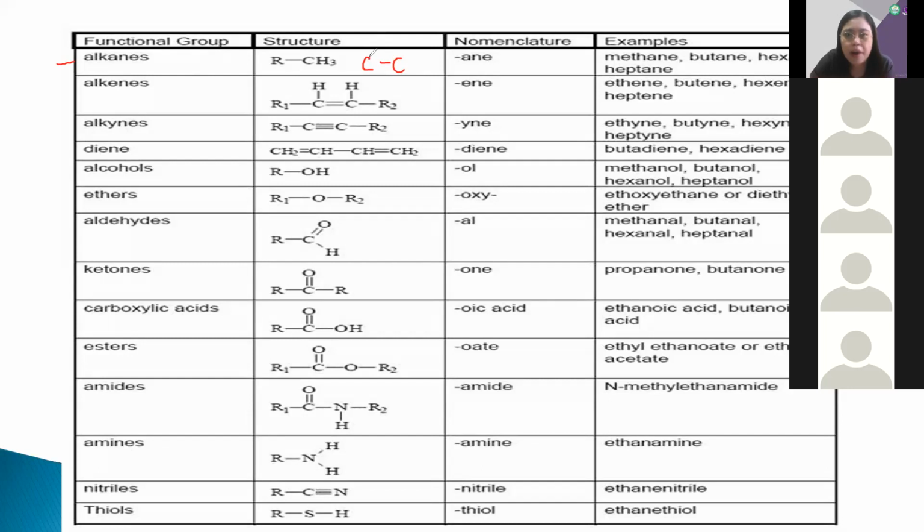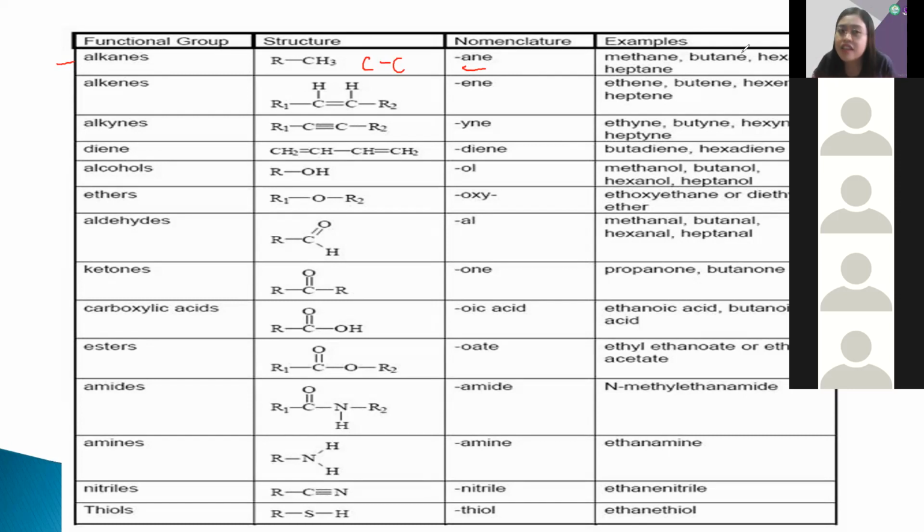So alkane is a hydrocarbon. You will just see carbon and hydrogen, but the bond between the carbon and another carbon will just be a single bond. Automatic, it will be alkane. Now in the nomenclature, meaning in the naming, you will identify the alkane because their name ends with ane. Just like methane. And then butane. Di ba butane, ginagamit natin yan pag nagluluto tayo. So butane is actually an alkane.